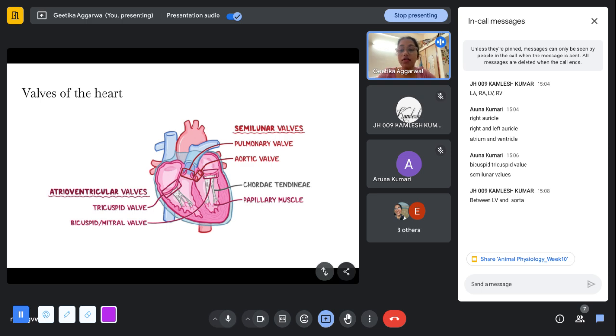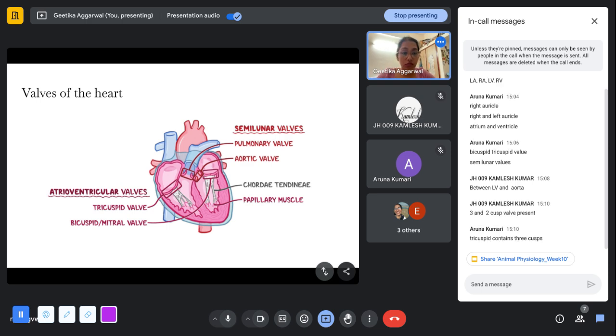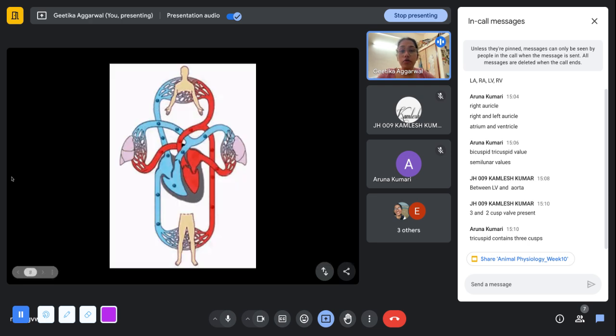Anyone? How is the tricuspid valve different from the bicuspid valve? Exactly. So basic thing, you can sense it from the name itself. The tricuspid valve has technically three flaps that close the valve, and the bicuspid one has only two flaps that close it like a normal door. Okay, moving on from here.